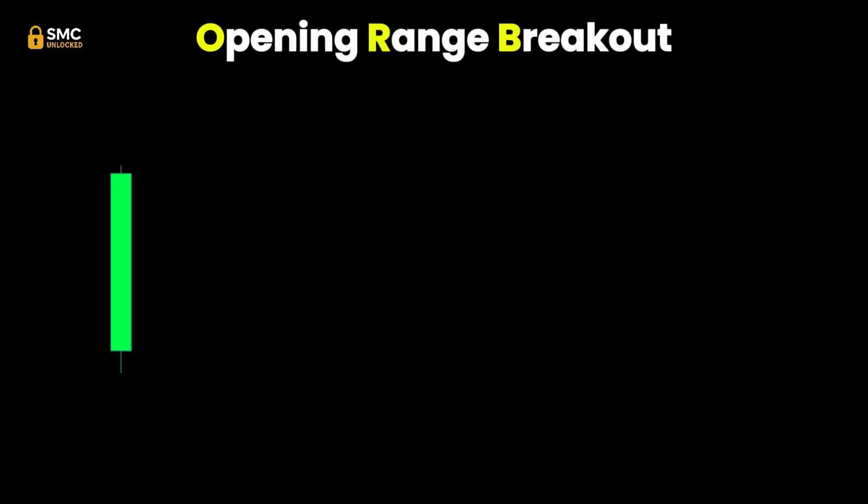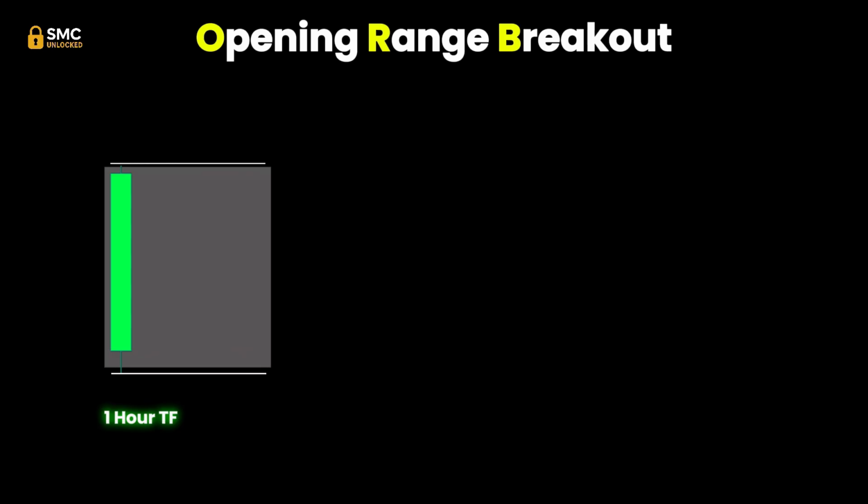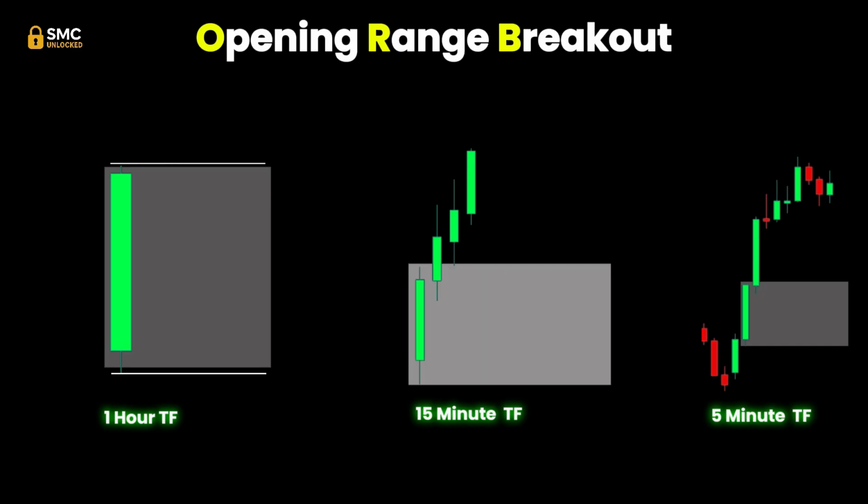Here's why. If we use a higher time frame candle, the range becomes too large, making it harder and slower to take trade entries. On the other hand, marking the range on a smaller time frame results in a very small range, which increases the chances of taking incorrect entries. So using the 15-minute candle strikes the perfect balance. The range is neither too big nor too small, allowing us to trade more efficiently and accurately.